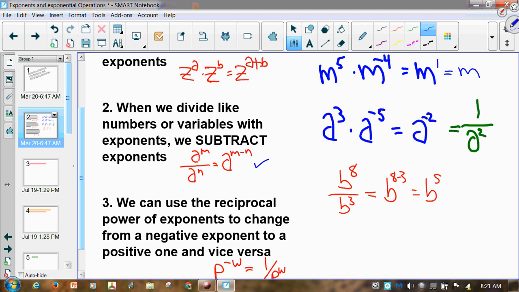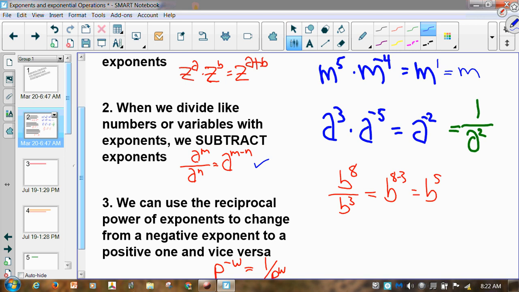Okay, so the example in red over on the right, b to the 8th divided by b cubed is equal to b to the 8 minus 3, or b to the 5th. Now the same thing would apply with negative exponents. If we're subtracting a negative, we're actually adding. So just for the fun of it, let's do another real quick one here.